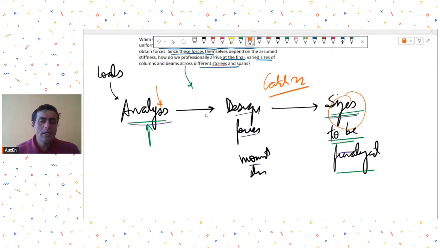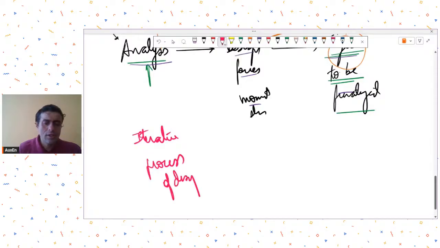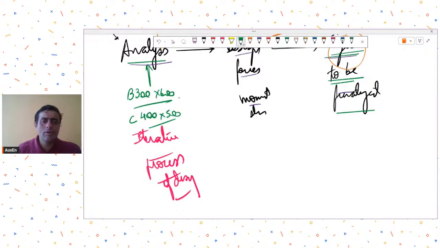You understand? So how to go about it? Basically we follow what is called an iterative process of design. We start with some trial sections. Let's say I start with a beam section of 300 by 600, and a column size of maybe 400 by 500. I assign this in my model and perform the analysis. Then I get the design forces and moments.